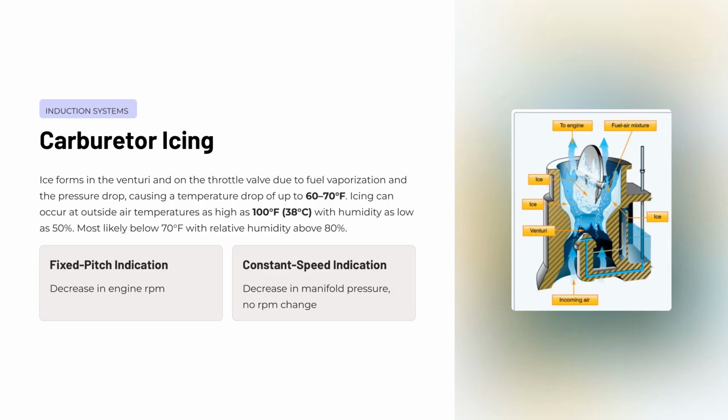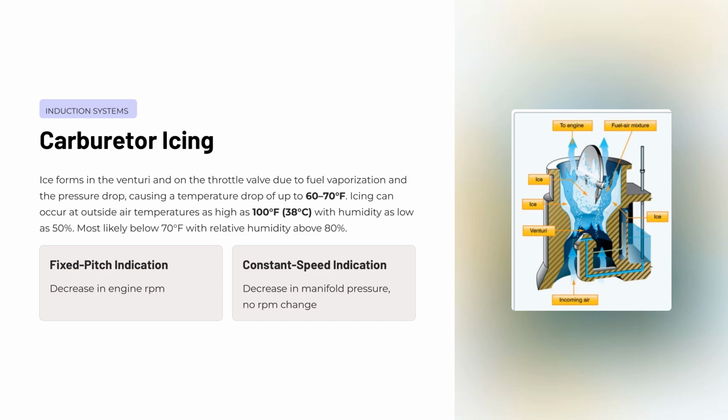This means ice can form even when outside air temperatures are as high as 100 degrees Fahrenheit, with relative humidity as low as 50%. The most dangerous conditions are outside air temperatures below 70 degrees Fahrenheit combined with relative humidity above 80%. Conditions you might encounter on a mild, humid day that feels perfectly comfortable in the cockpit.